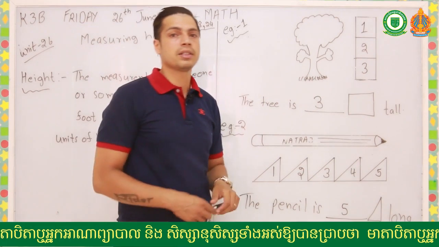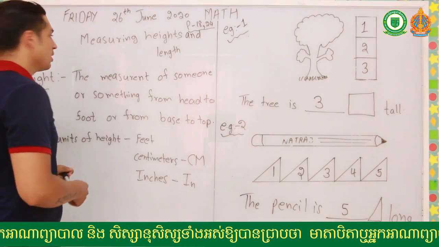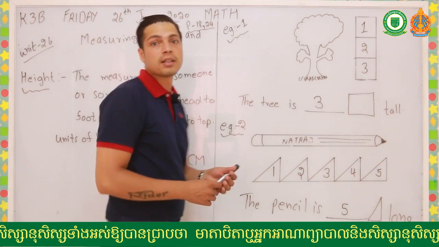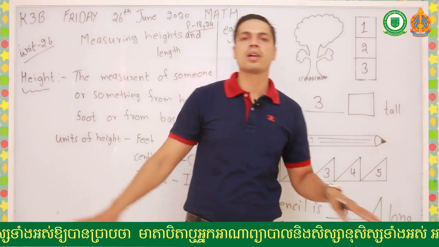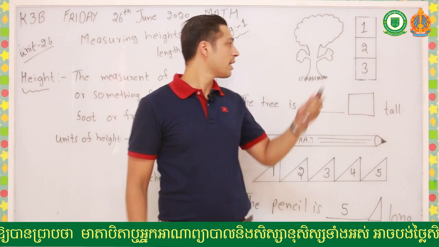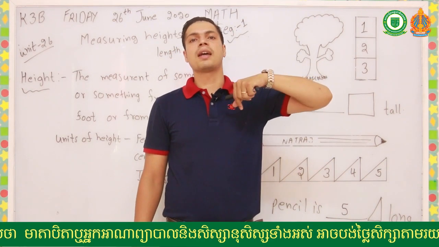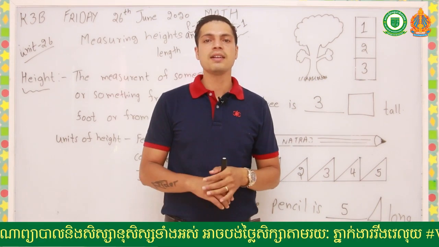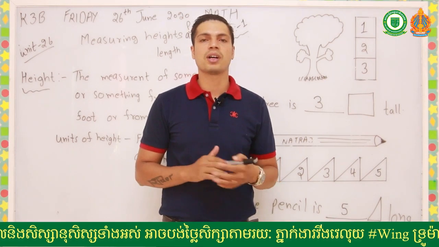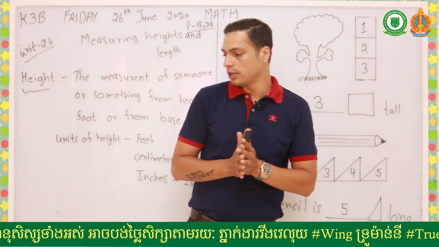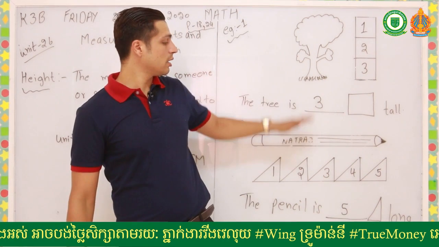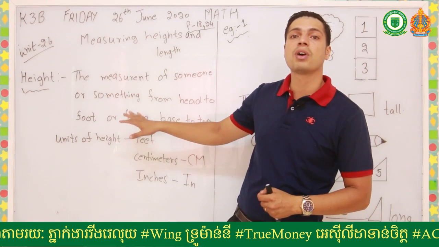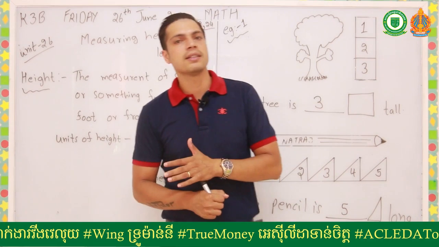And for length, we can say how long is this board. Okay, so length, we see how long that thing is. And height, how high that thing is. Okay, so that's how we can measure the length and the height of a thing. Okay, so that's the way. And here is the definition of height.